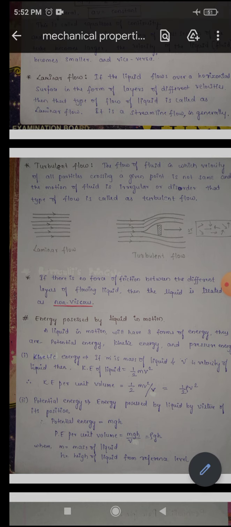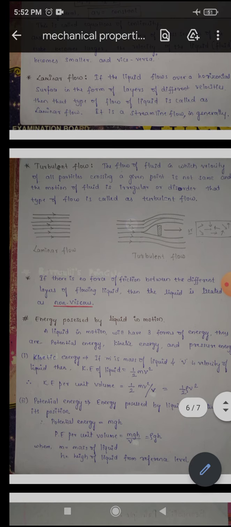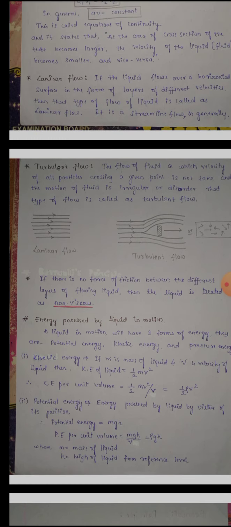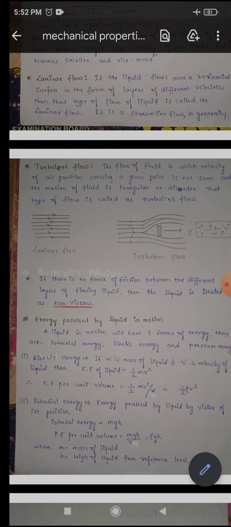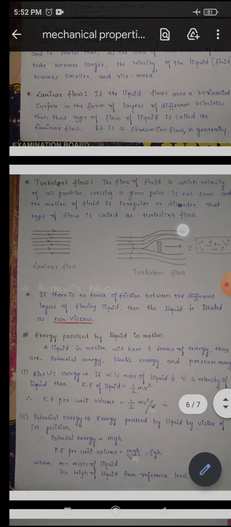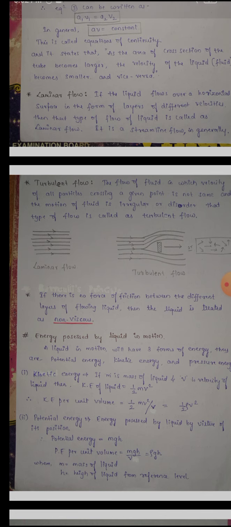And this is the diagram of a turbulent flow. See, the layers of liquid are coming, and when they hit an object, then the direction of the flow of the liquid layers gets changed. And that is known as a turbulent flow.